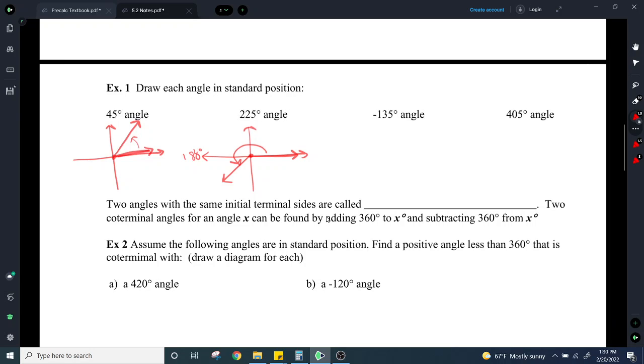And then negative 135. So we're rotating now clockwise. Why? Because it's a negative angle. So we start off in the same location.